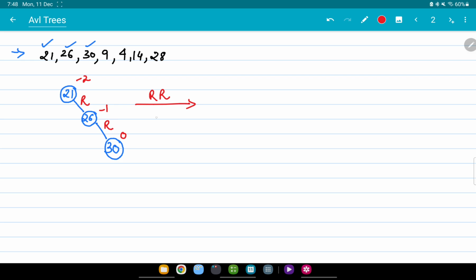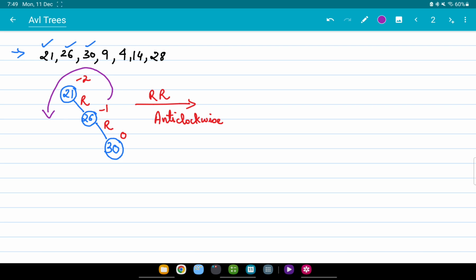And in RR rotation, what do we do? We turn the whole thing in the anti-clockwise direction. We turn the whole thing in the anti-clockwise direction in the case of RR rotation. So how are we doing it? This whole thing will be turned in the anti-clockwise direction. Now I already told you how to do these kinds of rotations in the previous video. In case you haven't seen it, if you see that video also, you'll be able to understand. So there's nothing to worry about.